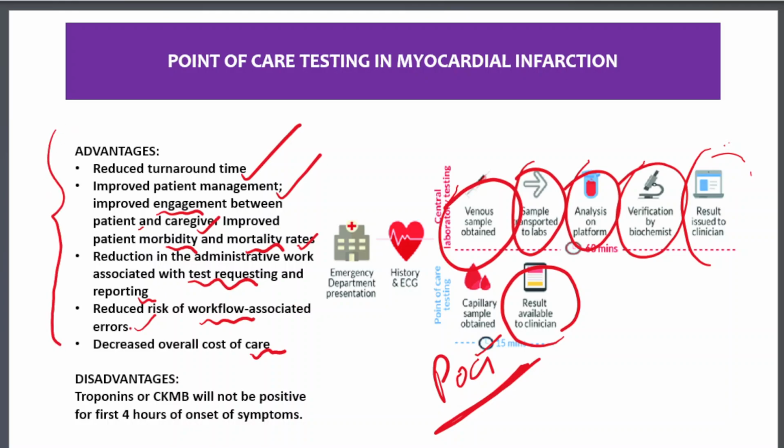Of course, you will have disadvantages. Not every time can you rely completely on the results of these POCTs. Also, since we are discussing cardiac markers, cardiac troponins and CKMB will not be positive for the first 4 hours of onset of symptoms. So you can't just make the patient wait. You have to shift the patient to the tertiary care hospital where adequate facilities are available. These are some of the points that you have to remember about POCT in myocardial infarction.